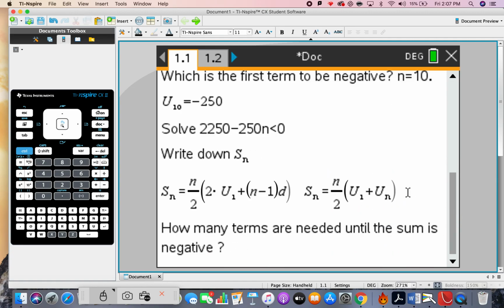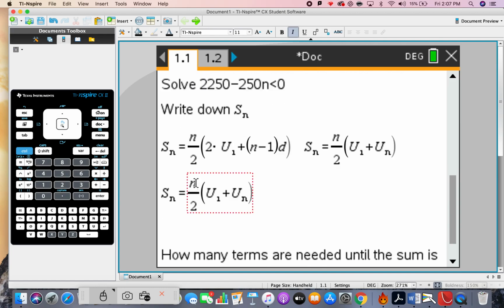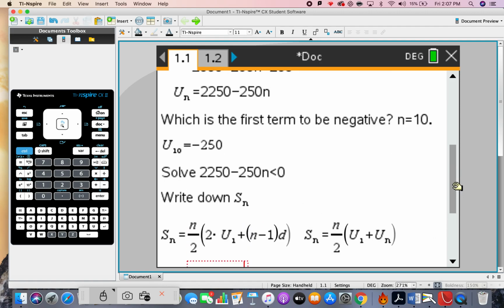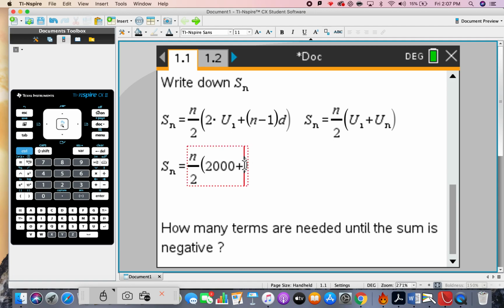So let us write down, I think using the second formula, I'll just copy that. I'll paste it down here. Now I'm just going to replace all the things that I know. So n, I don't know. U of 1 I do know. U of 1 is 2000. U of n I do know. U of n is already written down here. So I'm going to grab this and paste it in place of the u of n. And there is my rule for finding the sum of n terms.